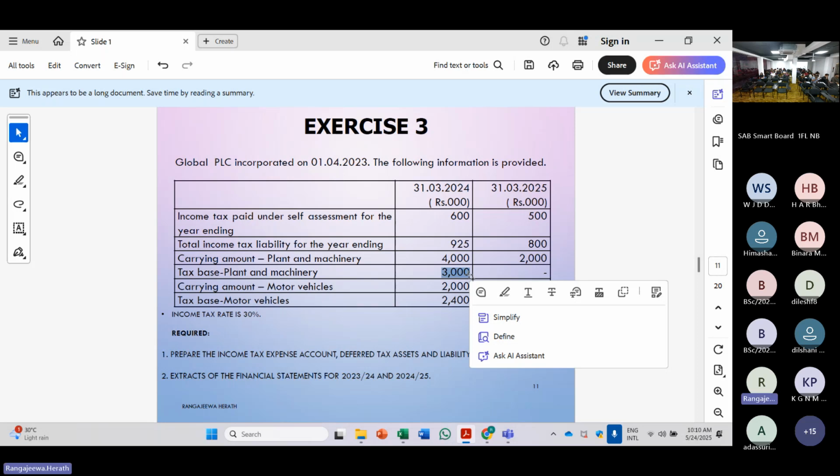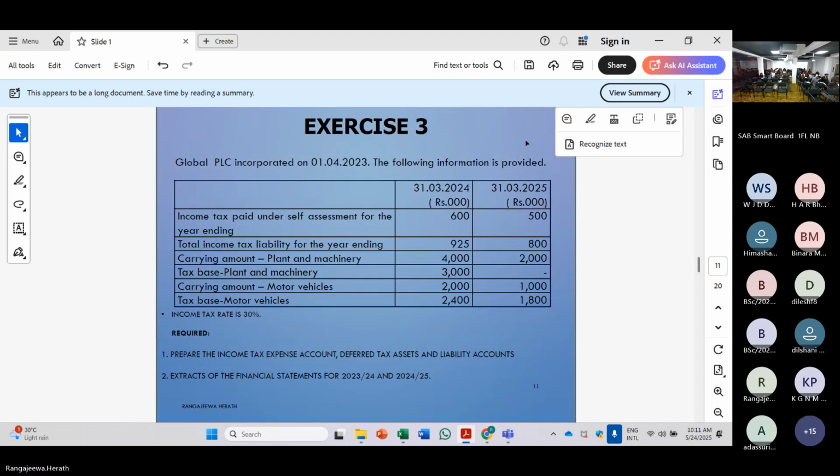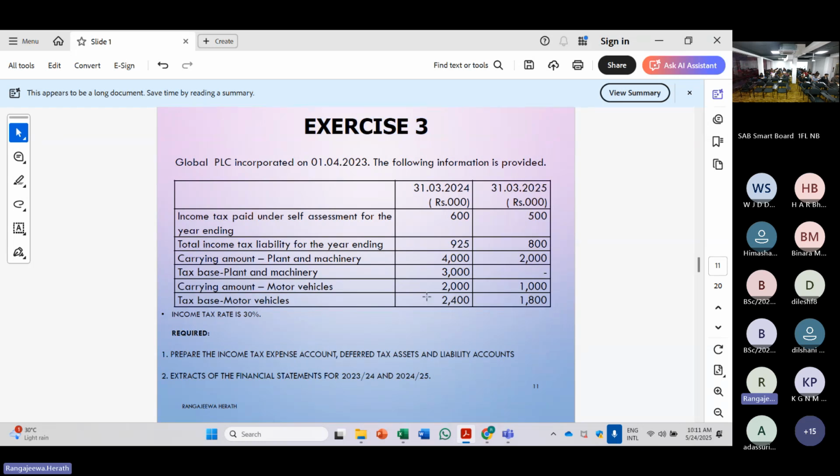Right? That's the rationale, compared with the accounting profit. That's why it's a deferred tax liability. So for any asset, if the carrying amount exceeds the tax base, the difference is a taxable temporary difference. Then if you look at the motor vehicle, now the carrying amount is 2,000, tax base 2,400. Now the tax base is greater than the carrying amount. So the 400 difference is a deductible temporary difference. Right?